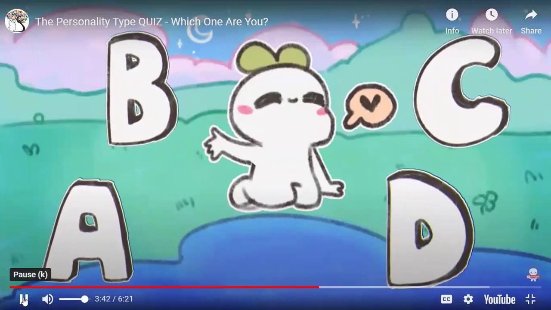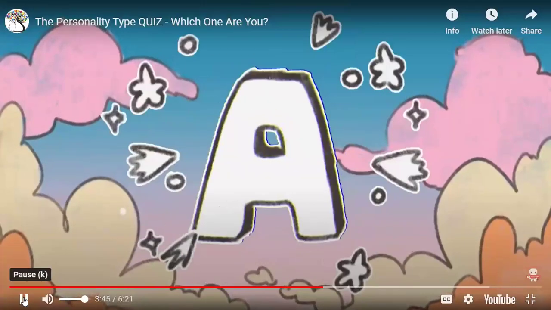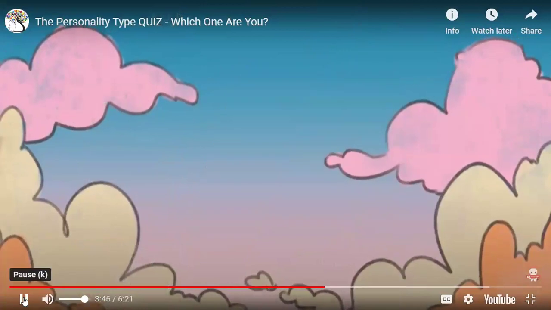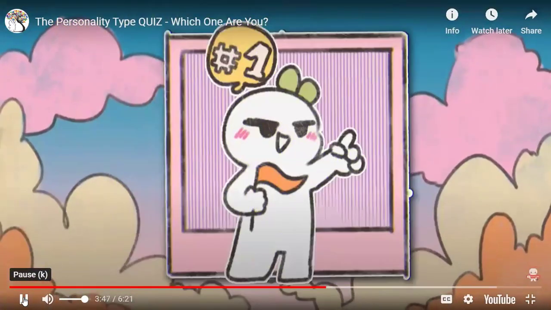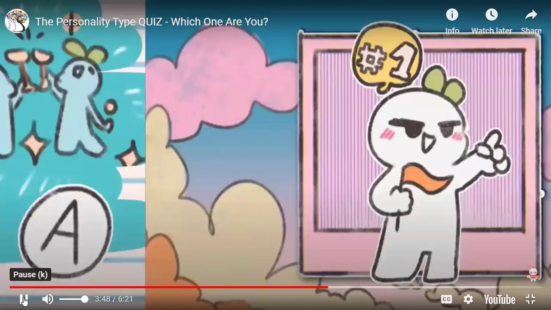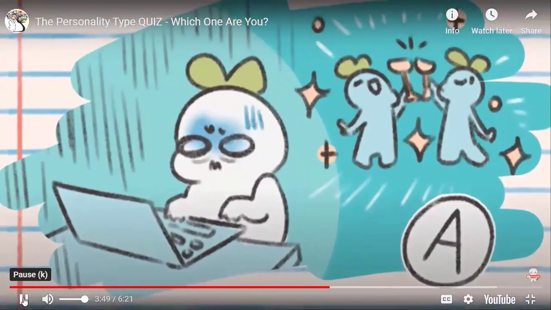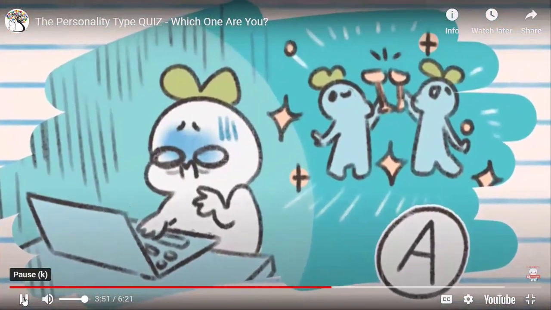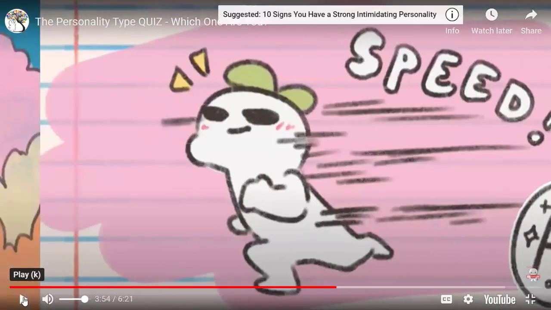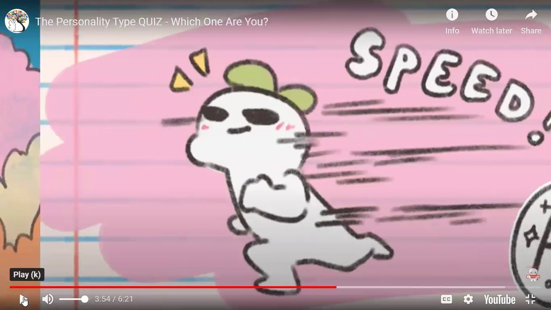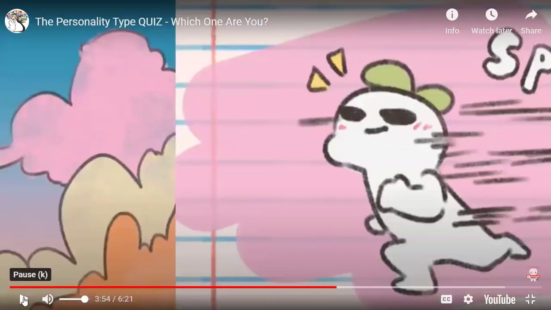Which answers appear the most? If A appears the most, you're a type A personality. So if you have more A's, you're a type A personality. If you're a type A personality, you set high standards for yourself and are extremely competitive. How many of them have more A's? Anybody who has got more A's? A's are very competitive, right?